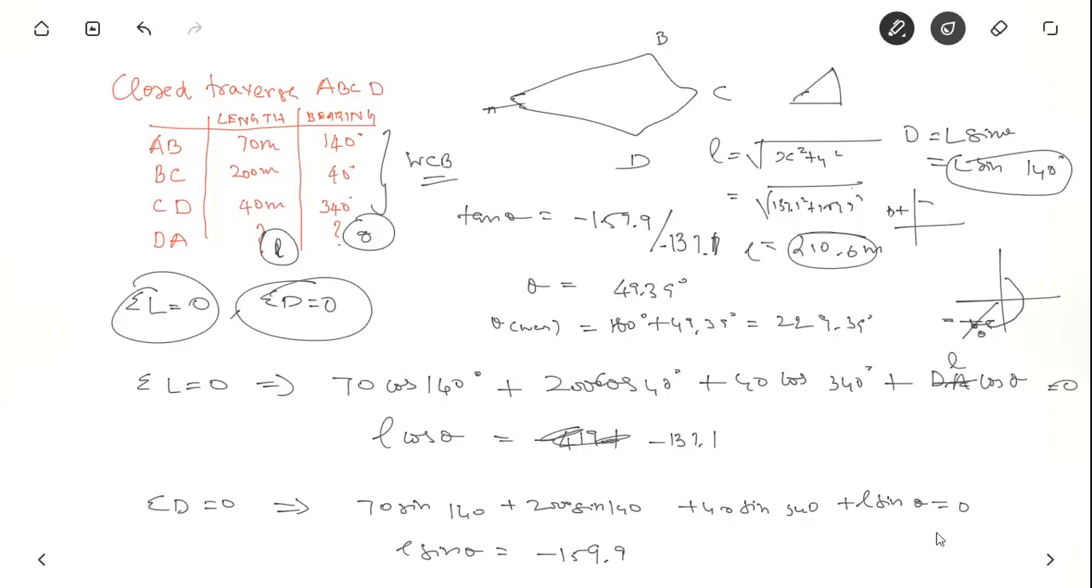I hope you guys understood traverse surveying now. In the next video, we will see how to adjust angles. Suppose you have made a mistake, how to adjust it for all the sides and how to adjust the angles for all the sides using Bowditch's rule. We will see that in the next video.